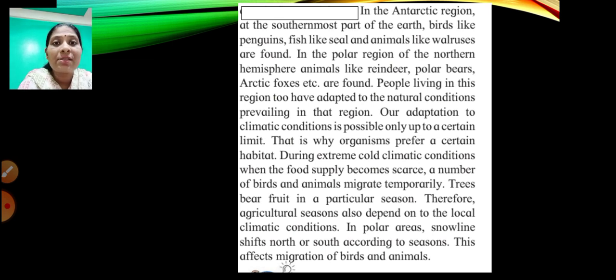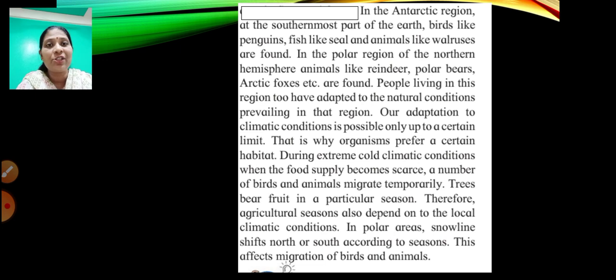So these climatic conditions affect the life and routine of all the living world, not only animals and birds, even human beings. For example, during the winter season, since it's cold, a lot of energy is consumed from our body, calories are consumed, so we feel hungrier during the winter season as compared to the summer season and the rainy season. So even the food which we take also changes according to the climate as well.